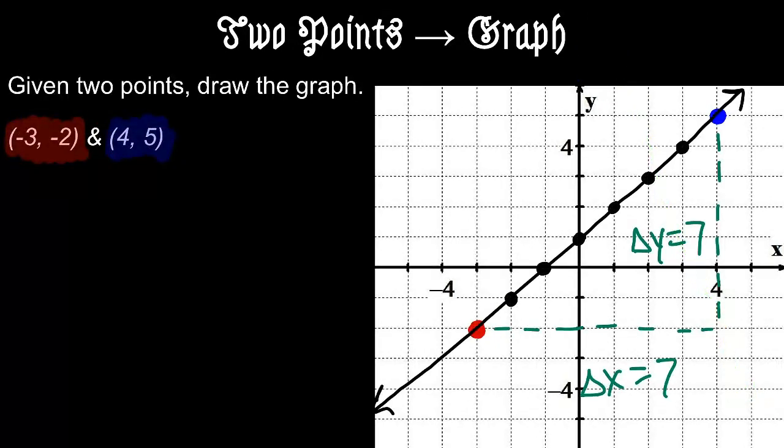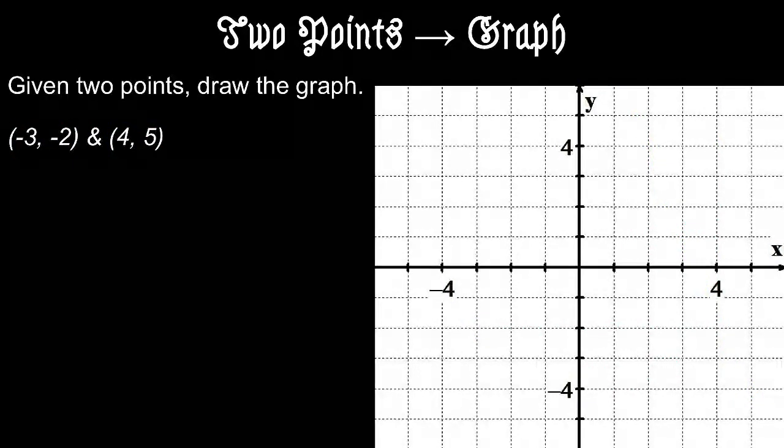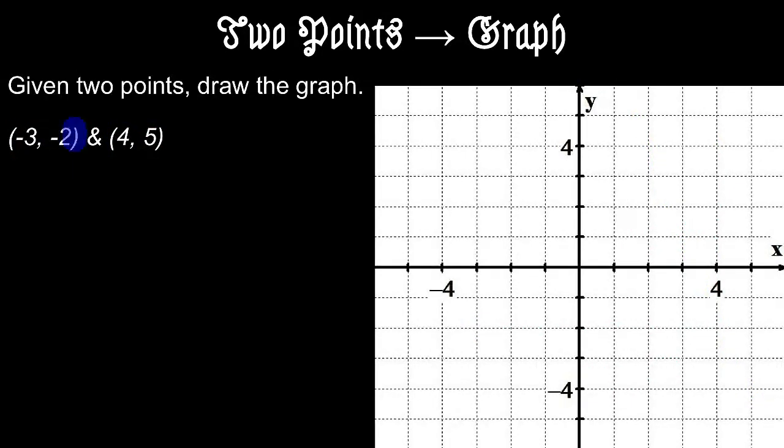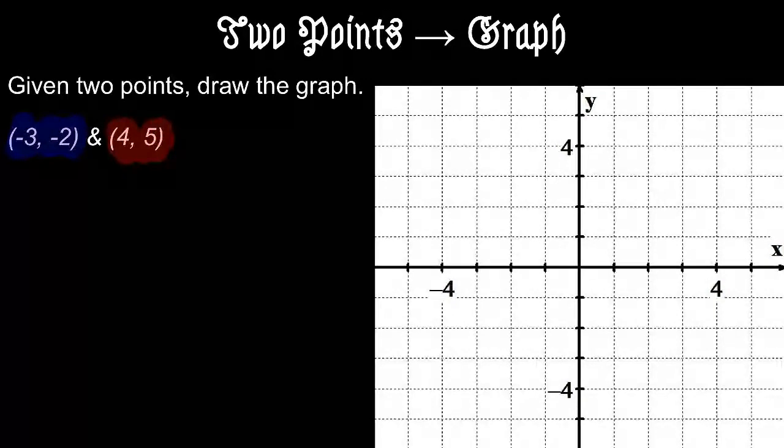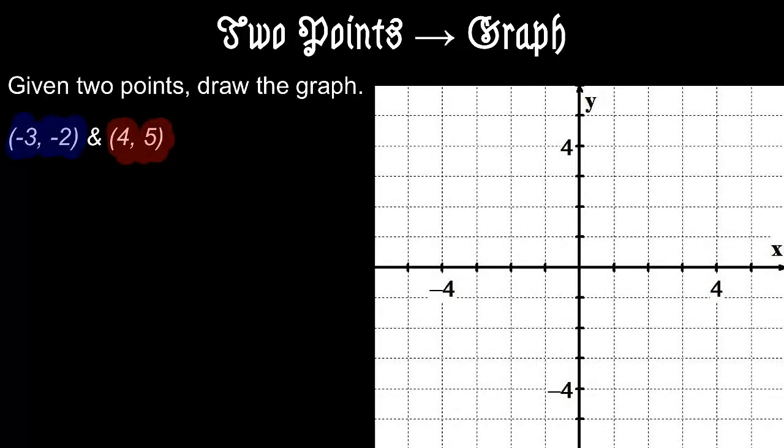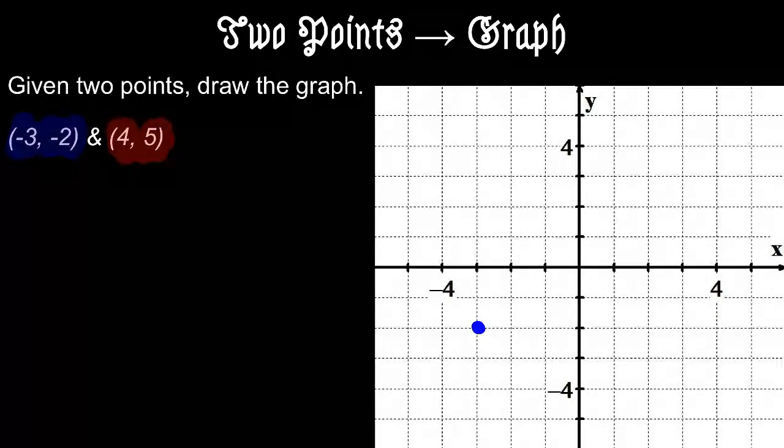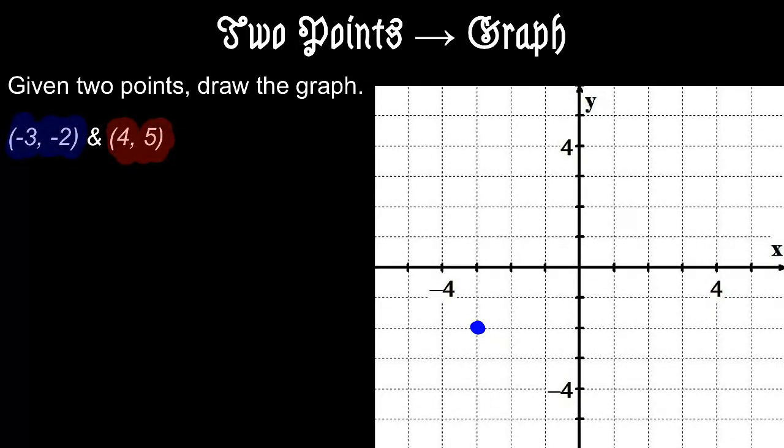All right. Last one here. So our first point there is negative 3, negative 2, and 4, 5. I'm going to draw that slope triangle in there.